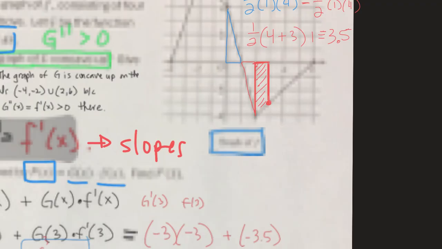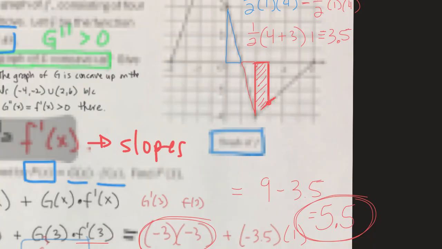And now f prime at 3, what's the slope right here when x is 3? The slope is positive 1. Okay, so when we do this multiplication, negative 3 times negative 3 is positive 9. 9 minus 3.5 is 5.5. So p prime of 3 is 5.5, right? So remember what we were trying to find. We're trying to find p prime at 3. P prime at 3 is 5.5.